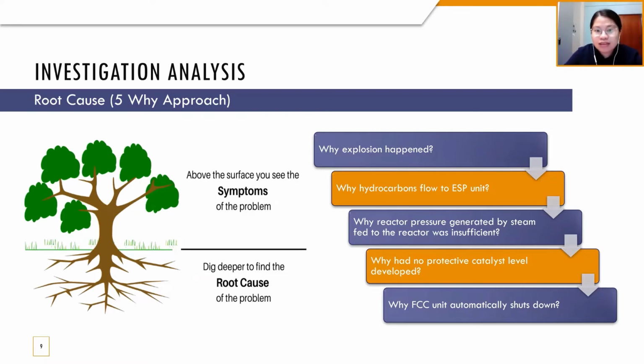So the first why: why did the explosion happen? Second, why did hydrocarbon flow to the electrostatic precipitator unit? Third, why was the reactor pressure generated by the steam feed to the reactor insufficient? Fourth, why had no protective catalyst level been developed? Number 5 is why did the FCC unit automatically shut down at the initial stage?